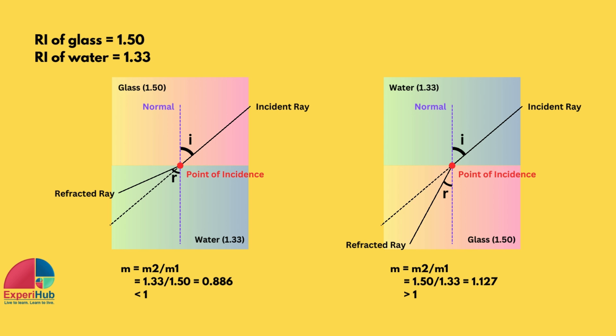Let us understand Snell's law from a few examples. Here we have two media. First, glass with a refractive index of 1.50 and, second, water with a refractive index of 1.33. We can clearly see from the diagrams how refraction works with a variation in relative refractive indices.